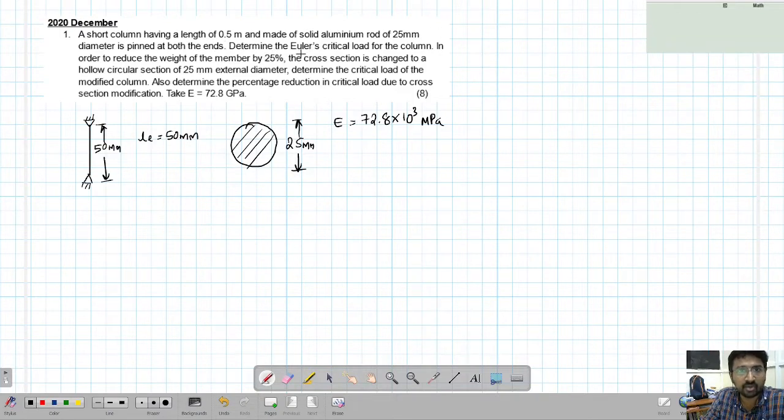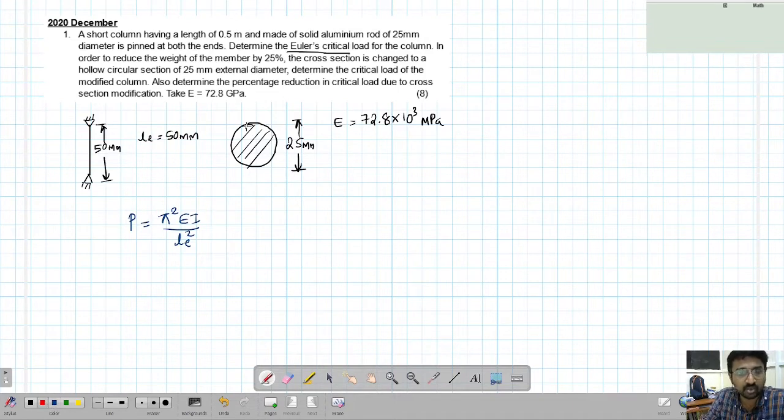We have to use the Euler critical load formula. I hope everyone is familiar with it; otherwise, you have to learn this formula. P is nothing but the crippling load, not crushing load. The crippling load is given by pi square E I upon L e square. Now E is given, pi is a constant, I we have to find.